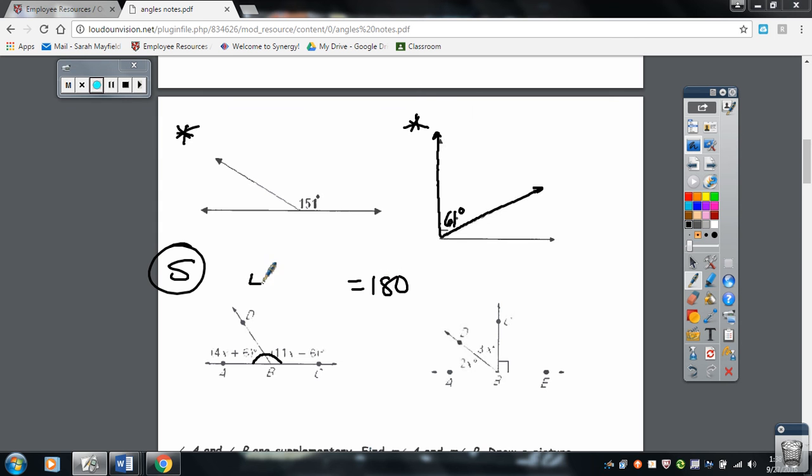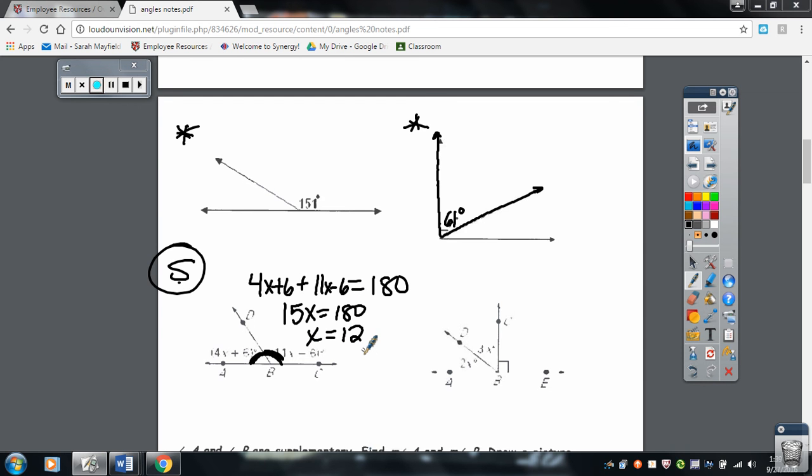So I'm going to take 4x plus 6 and add it to 11x minus 6. This angle plus this angle equal 180. Why does it equal 180? Because you told me they were supplementary. So I'm going to add these up. I have 15x equals 180. So I get x equals 12.